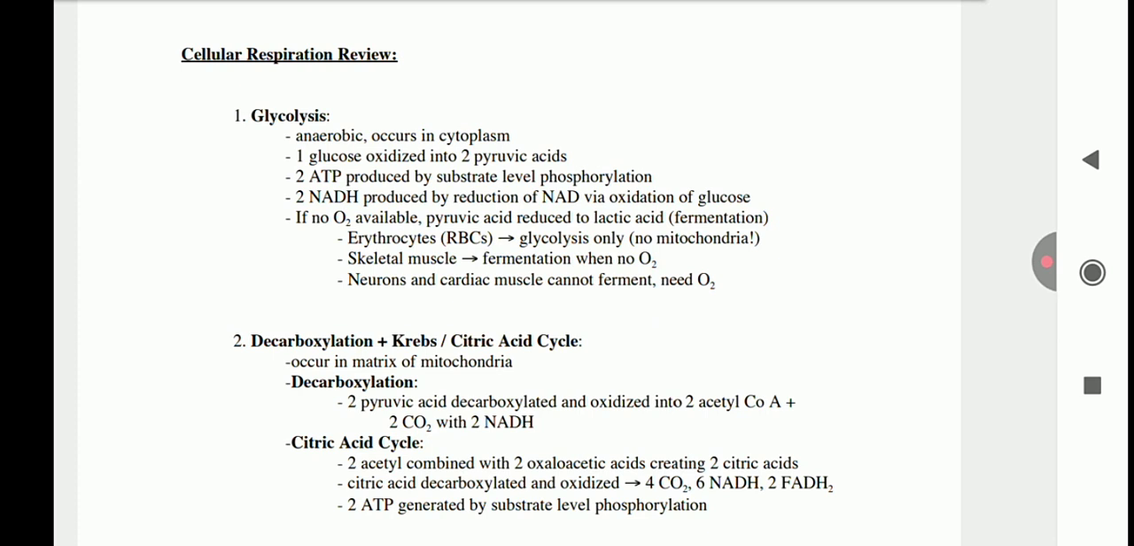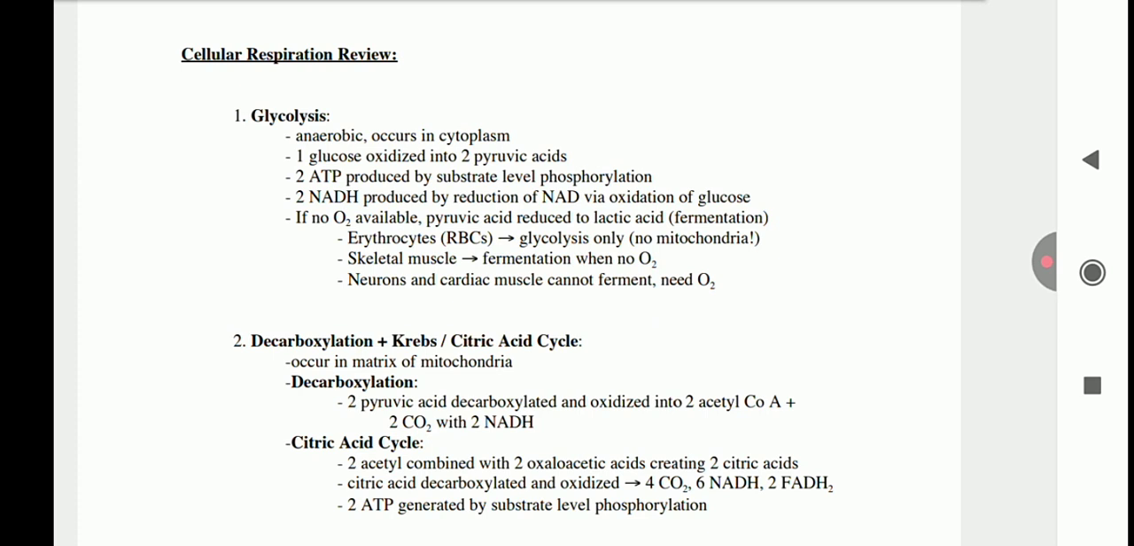This is the oxidation of glucose. If no O2 is available, pyruvic acid is reduced to lactic acid, and in skeletal muscles, anaerobic fermentation occurs where there is no O2. Neurons and cardiac muscles cannot ferment and need O2.